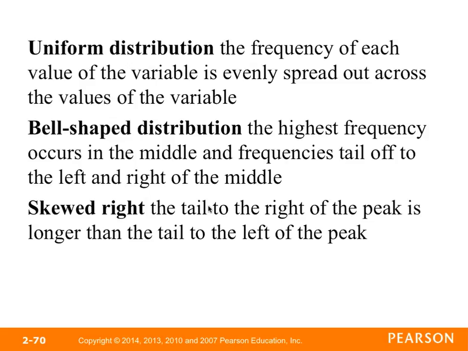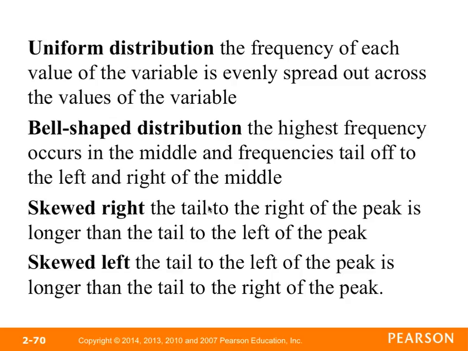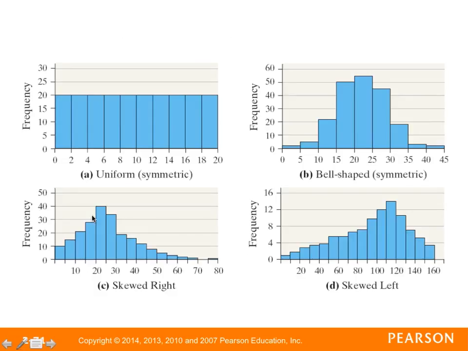Skewed right means that the tail is to the right of the peak. Okay. Skewed left means that the tail is to the left of the peak. So if we look at these here, we have a distribution. This one's uniform. It's also symmetric. Okay, so symmetric means that if we drew a line right down the middle and we folded it over the left or the right, we would have pretty much the same shape on the other side. B shows another symmetric graph, but this one is bell-shaped, okay, because it looks like a bell.